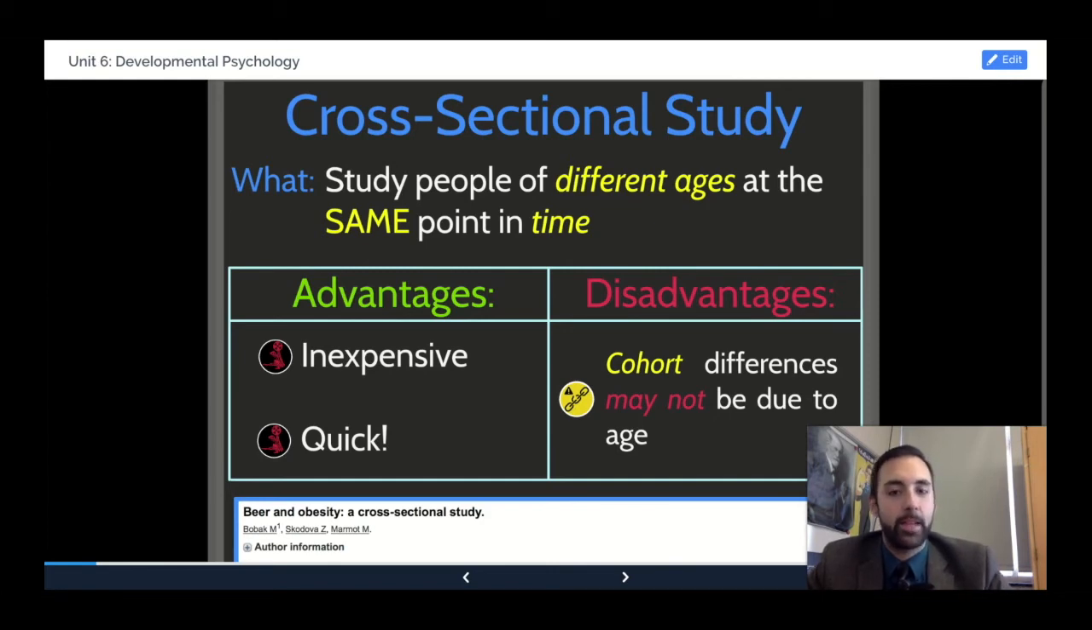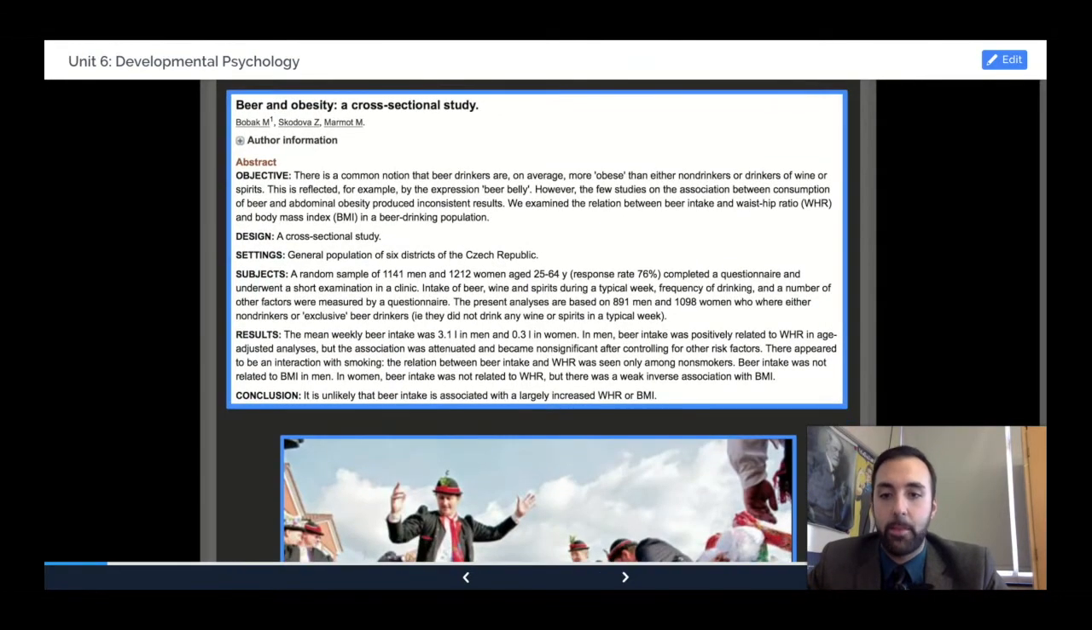When this type of study is conducted, it's really hard to definitively say the differences between each of these ages is due to age and not necessarily cohort differences. As we'll talk about in just a moment, there's a way of eliminating or reducing the possibility of things like technology, life experiences, cultural differences, shifts in attitudes. We'll talk about that in just a moment. But nevertheless, this is a quick, fairly inexpensive method of studying information related to age.